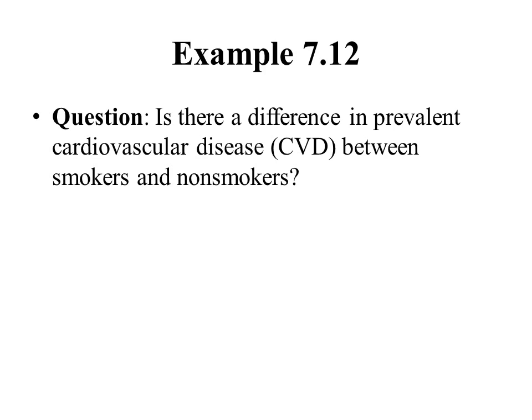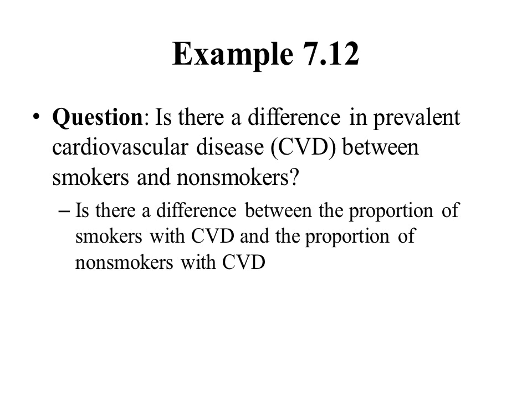So we're going to do just one example in this lesson, and this is example 7.12 from the textbook. The question that we're going to ask is: is there a difference in prevalent cardiovascular disease between smokers and non-smokers? Now, prevalence is something that we talked about back in Chapter 3. Prevalence is just another word for proportion. And so a different way of stating this question is: is there a difference between the proportion of smokers with cardiovascular disease and the proportion of non-smokers with cardiovascular disease?